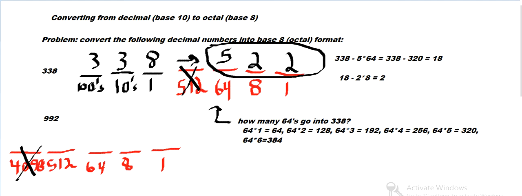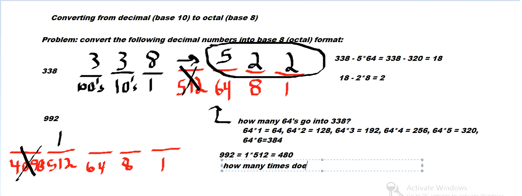It should be easy to see. It only goes once, because twice 512 is 1024. So that goes in once. We had 992, we took out 512, and that leaves 480 behind. Now the next digit is 64, so how many times does 64 go into 480?